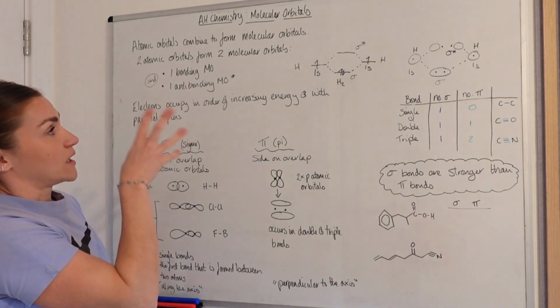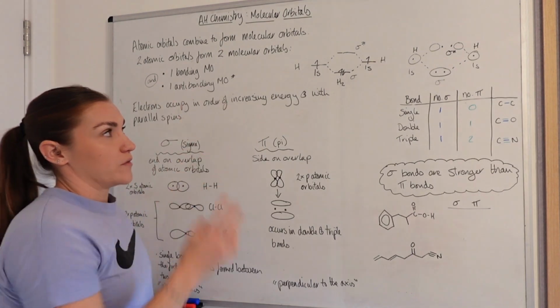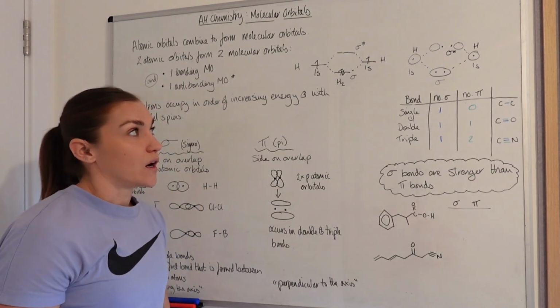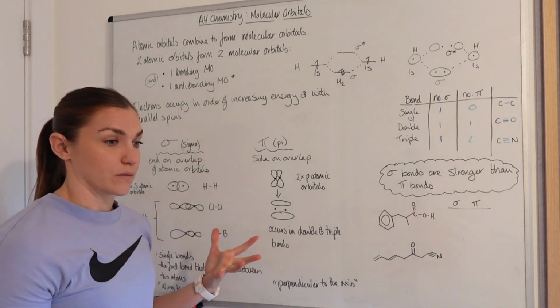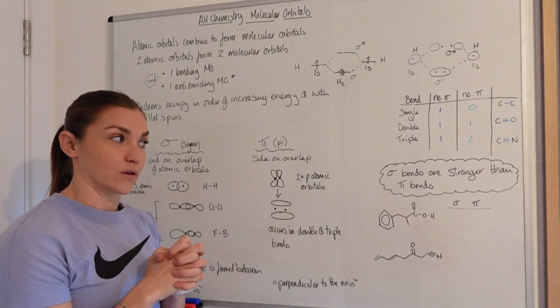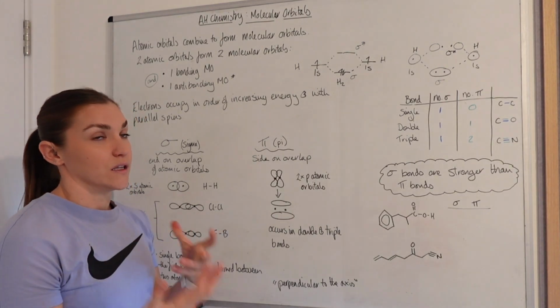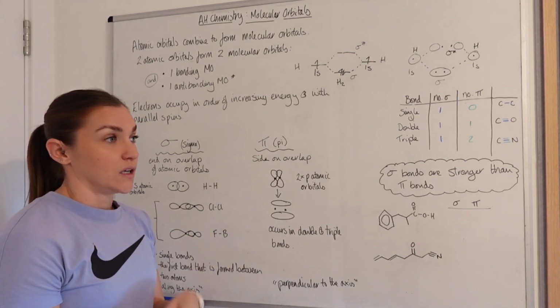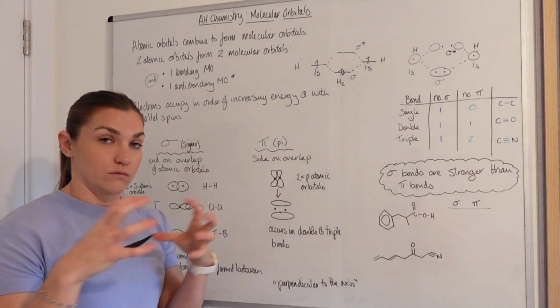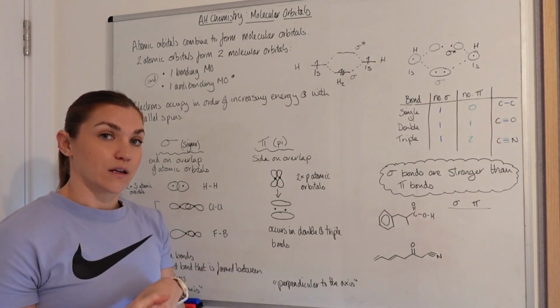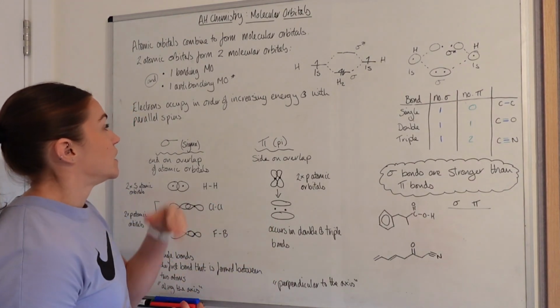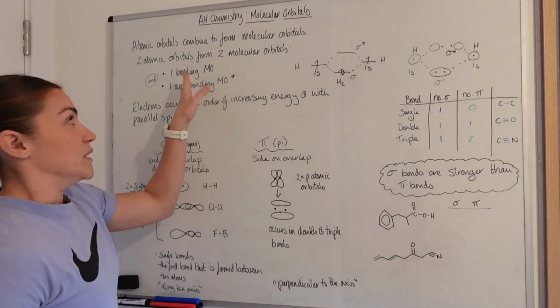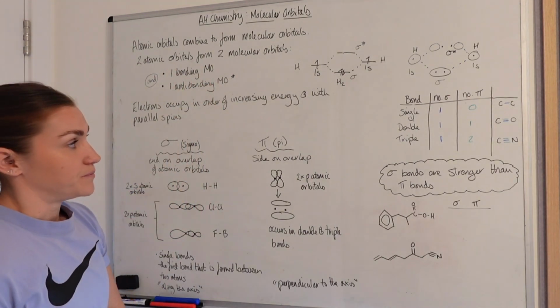So hopefully that gives you a bit of background on what molecular orbitals are. Like I said, they are very similar to atomic orbitals. It's just when atomic orbitals overlap and combine, they form molecular orbitals instead. For every atomic orbital you get one molecular orbital being formed, and you end up with one being a bonding one and one being an anti-bonding one.